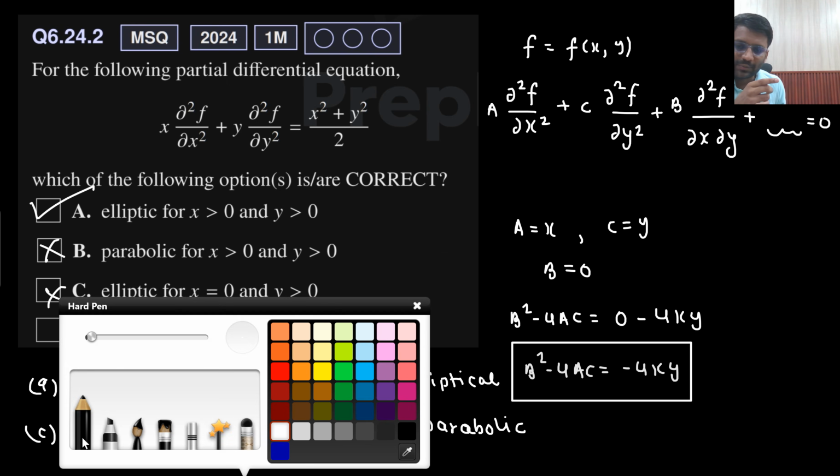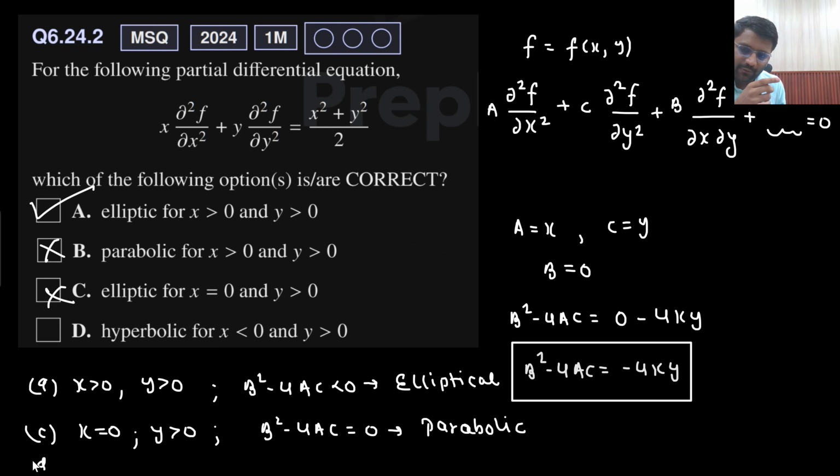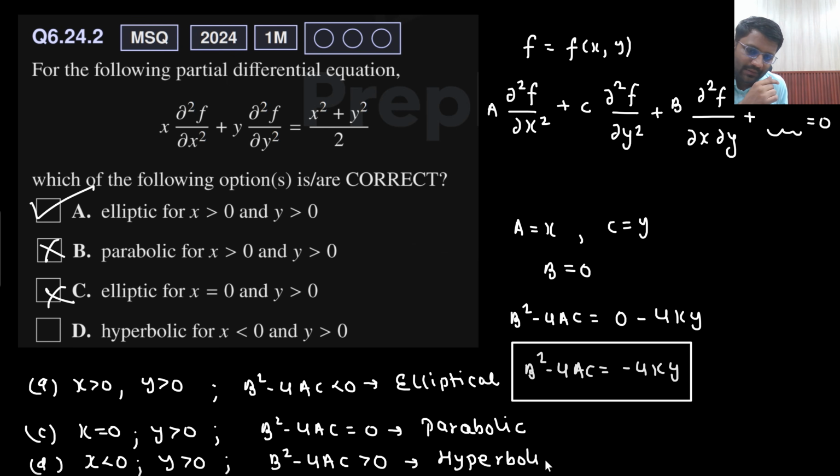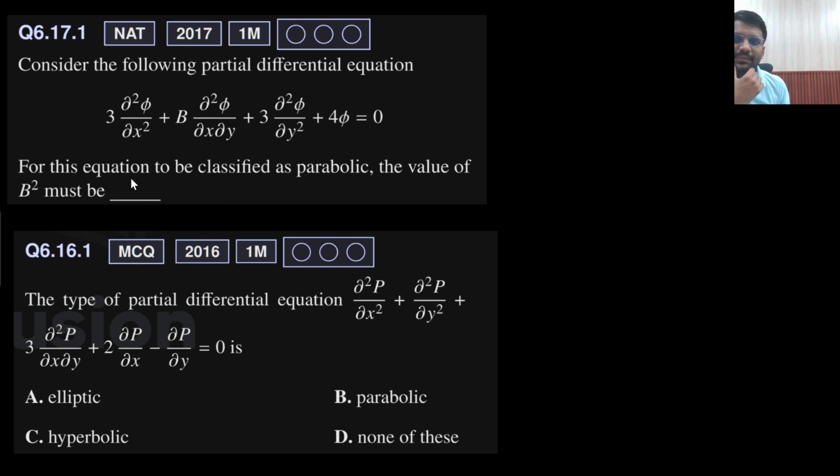So what are they saying? Option D: if x is less than 0 and y is greater than 0, then b square minus 4ac will become greater than 0. That means it will be hyperbolic. Then yes, this option is correct. So A and D are correct. Straightforward question. Okay, let's go to the next one.